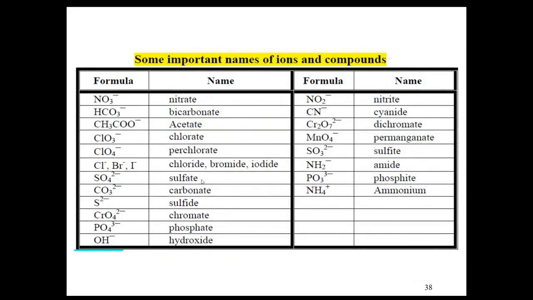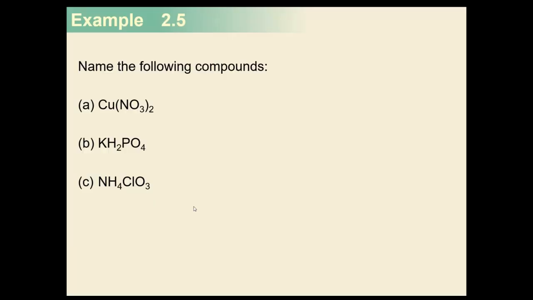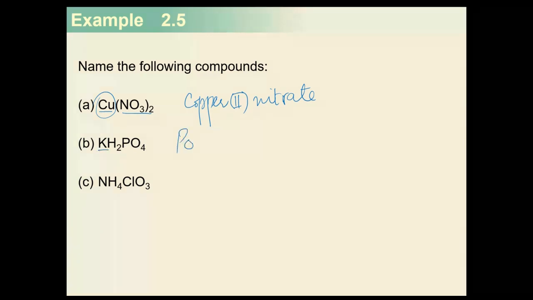So from this list I told you, you must know and memorize these. Okay. Let's have one more example. What should be its name? Copper nitrate. Very good. You must write 2. Why? Because it is a transition element. Copper 2 nitrate. Excellent.